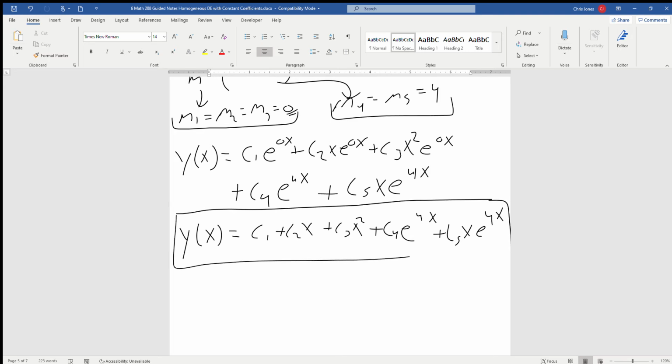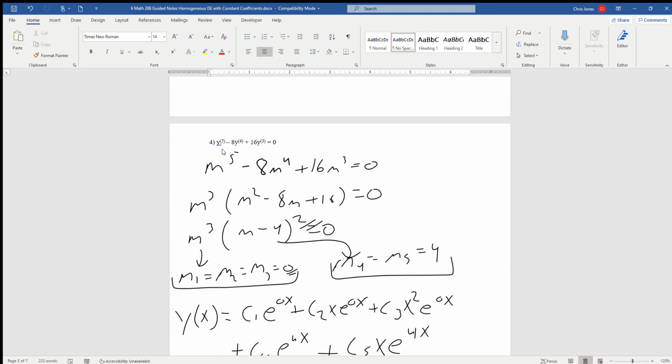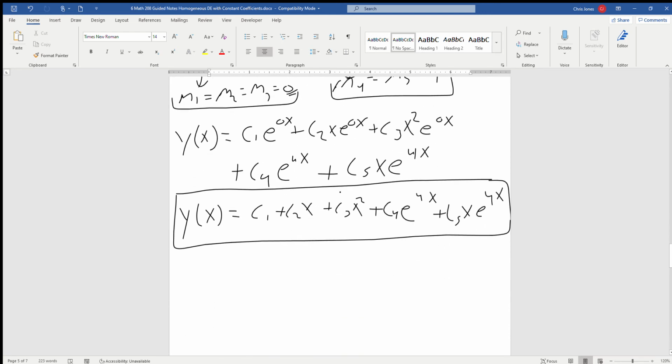If you want to check that, find the third, fourth, and fifth derivative and stick it back into the original differential. Of course, that would be fairly taxing, so it might just be best to believe that you have the correct answer.